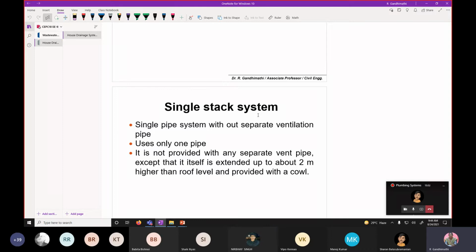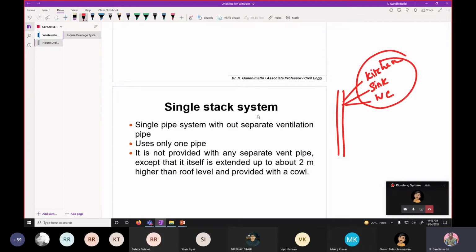It uses only one pipe. It is not provided with any separate vent pipe, except that it itself is extended up to 2 meters higher than the roof level and provided with a cowl. That is actually in the backside. You can see only the one vertical pipe that carries the wastewater from the sink, from the water closet, from the kitchen, from all the places. It is collected and connected to the single pipe, which is called the single stack system. It does not have any separate vent pipe.